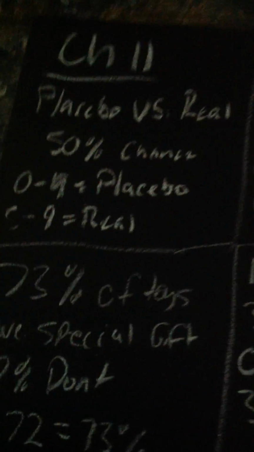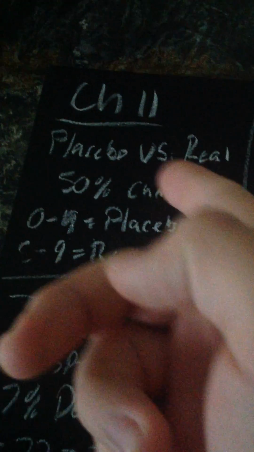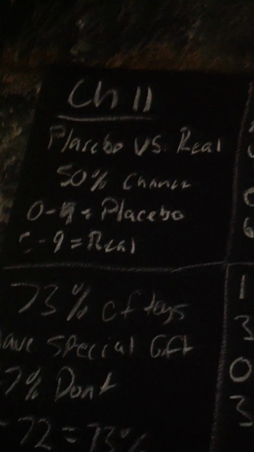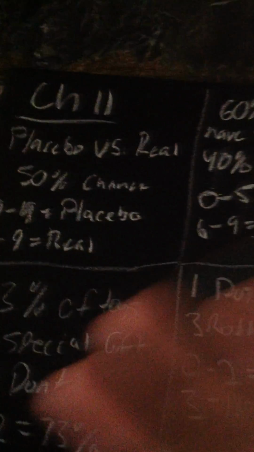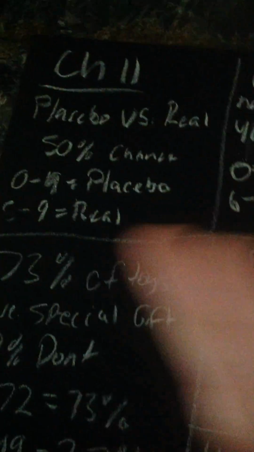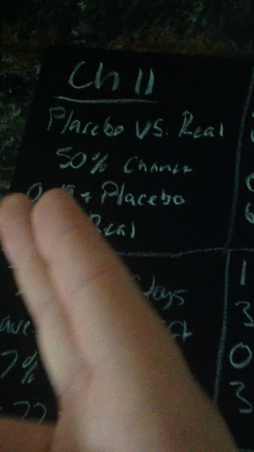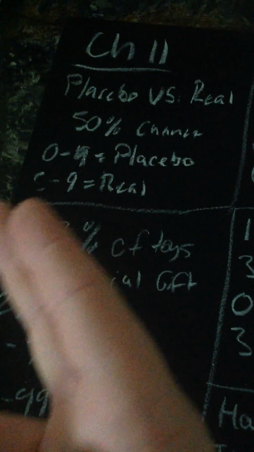So there's a couple different types of questions I've seen on the homework and the worksheet. The first kind would be like a placebo versus the real chemical itself. And placebo versus real is simply saying 50-50 chance, meaning you either get one or the other. There's not any third option. You just either get a placebo or a real. So again, 50-50. And you do 0 through 4, 5 through 9. Again, remember, you're starting at 0, so you have to go to 4. That's 5 numbers in between that.